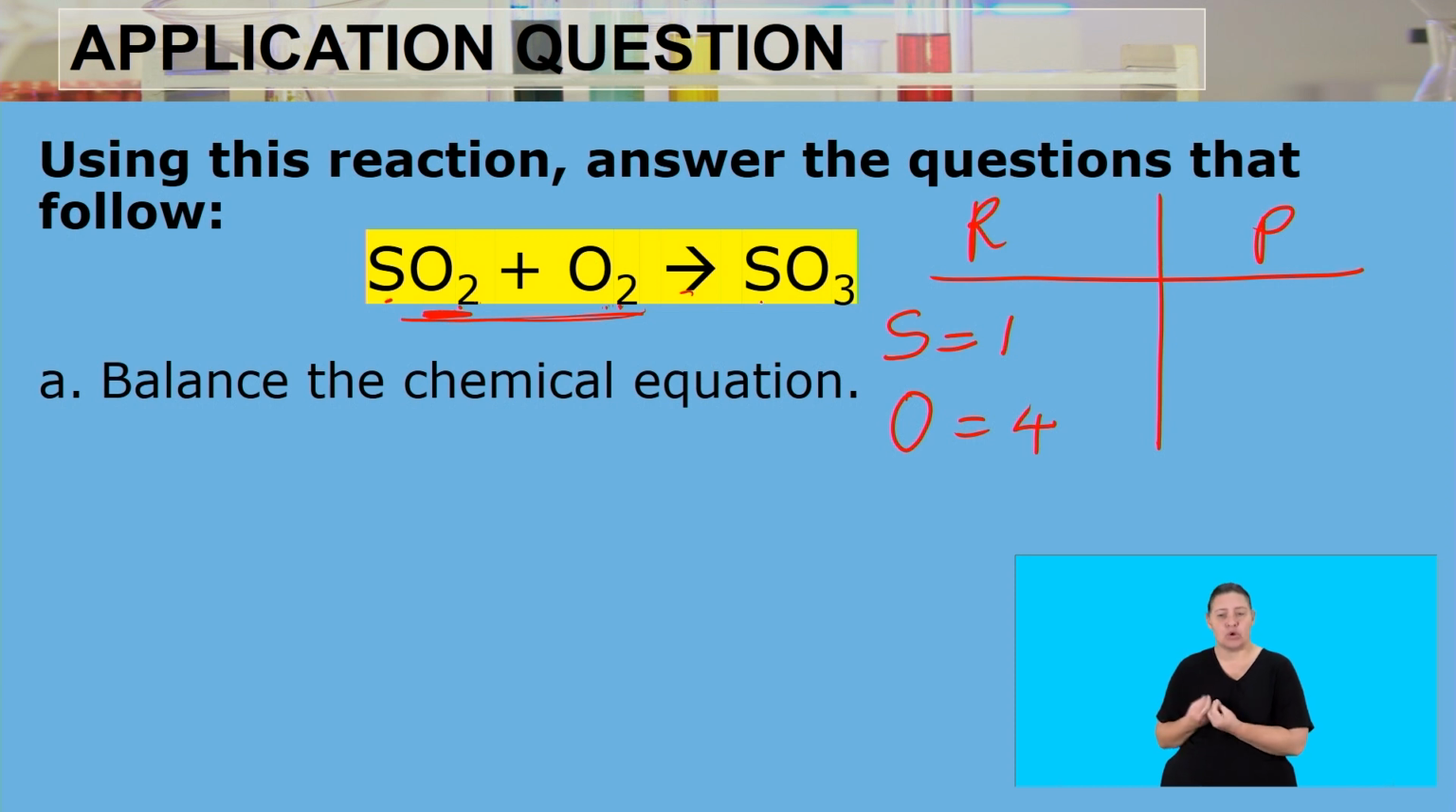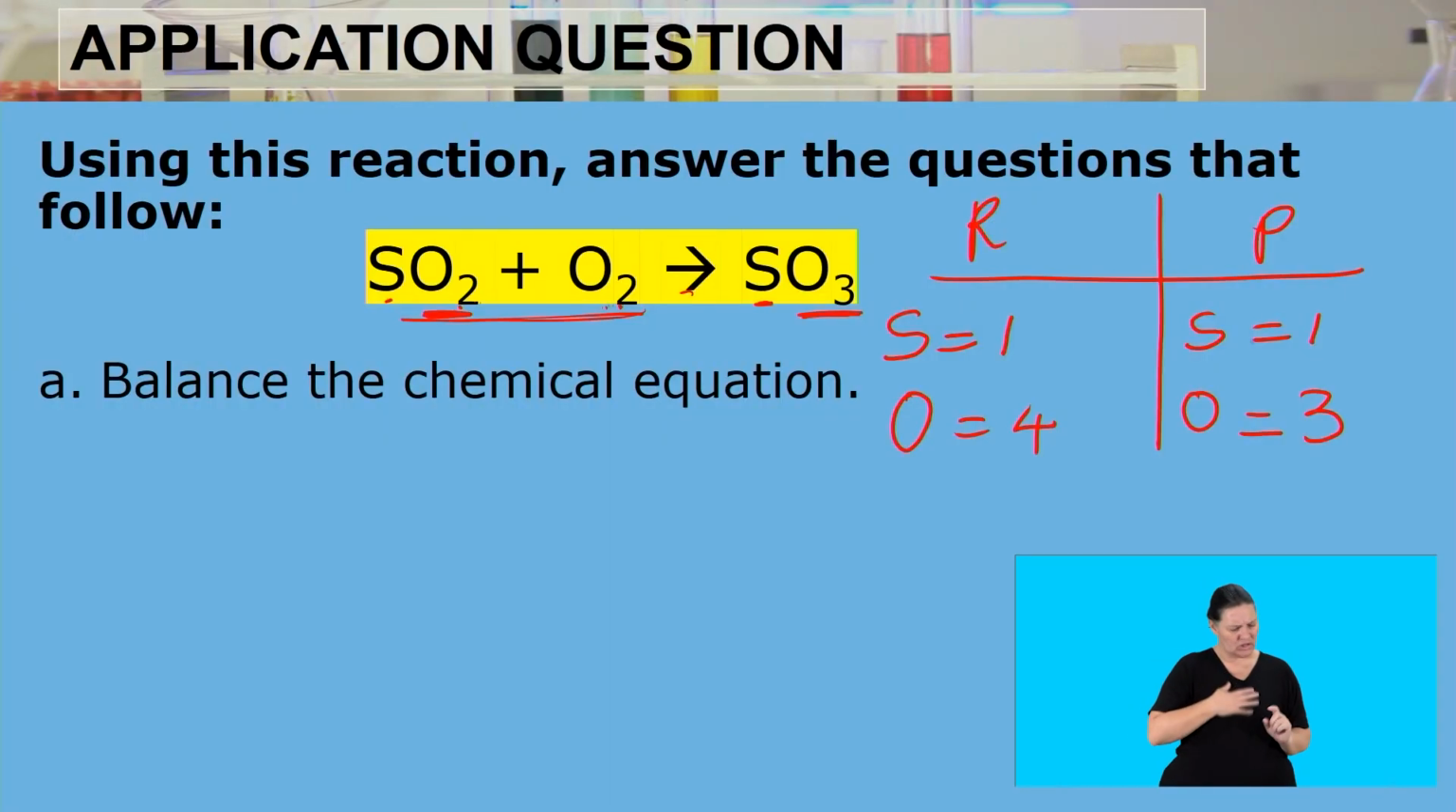Now, what about the products? On the products, I only have one sulfur. So as we can see, the sulfur is balanced. But what about the oxygen? There's no other oxygen on the products. There's only this one in this particular compound, and we are told by the subscript that there are 3 atoms of oxygen in this compound. So oxygens, how many do we have? We have 3. By just doing that, we can see that there is a problem. The sulfur is balanced, there's one on either side, but the oxygen is not balanced. So that is our starting point. We need to start there.